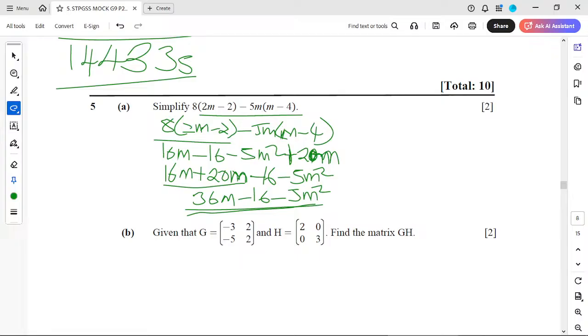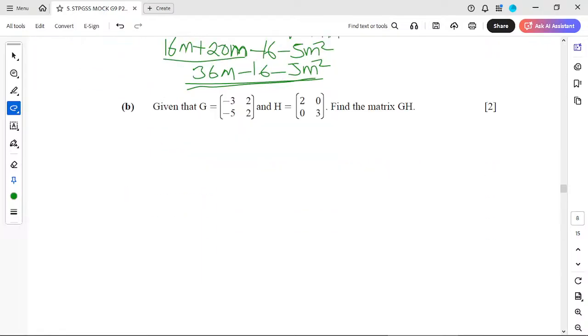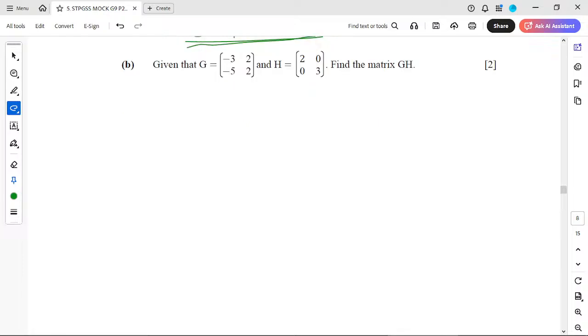Okay, now let's go to question 5b. Question 5b is as follows. Given that matrix G is equal to -3, 2, -5, 2, and matrix H is equal to 2, 0, 0, 3. Now the actual question is: find the matrix GH. Find the matrix that will be formed by multiplying matrix G by H.